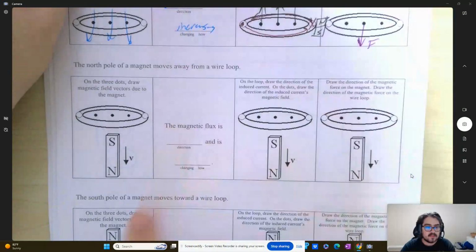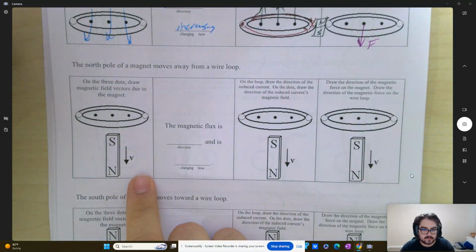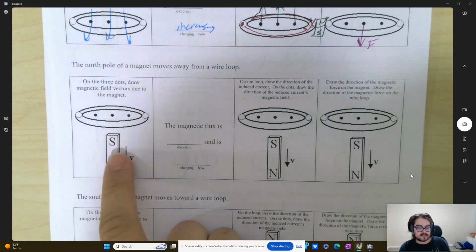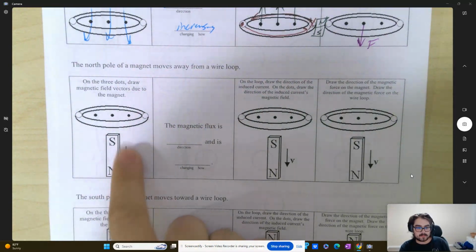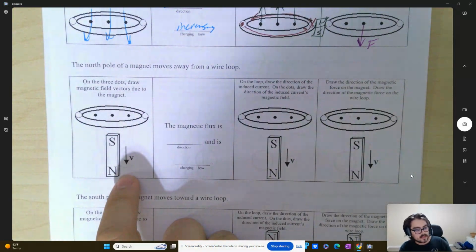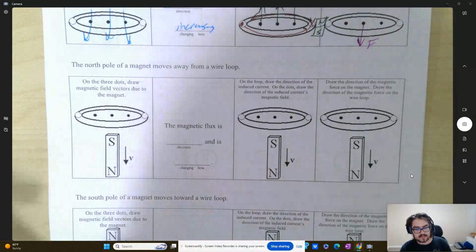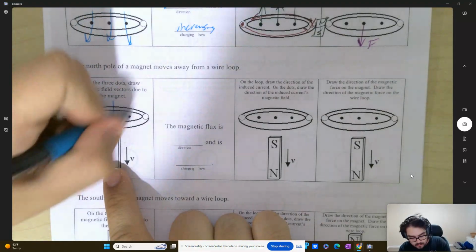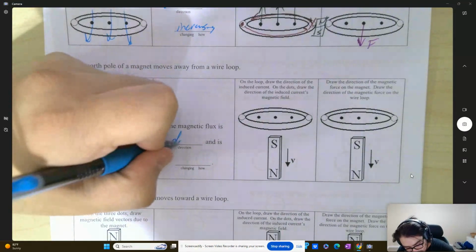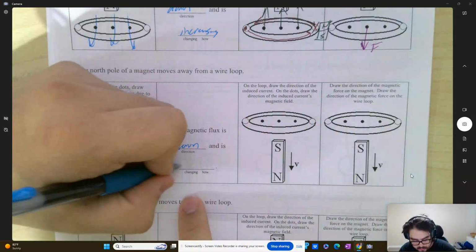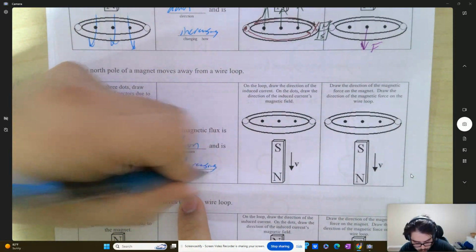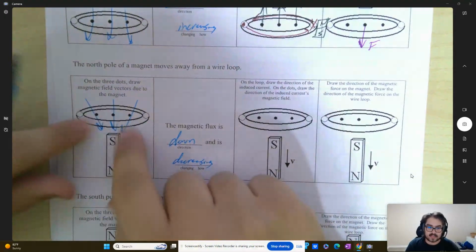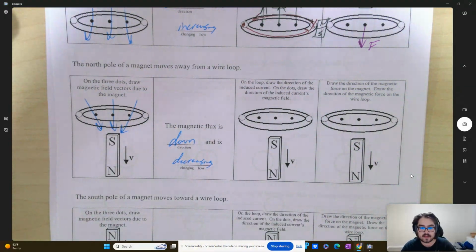Okay, the north pole of a magnet moves away from the wire loop. So now what's happening is the magnet is the same orientation, but it's moving downwards now. It's past the loop, moving away from it. So we would notice that this is the south pole, so the magnetic field lines are attracted to it. So magnetic flux is going down still, but it's now decreasing. Why? Because this is moving away, so it's not able to catch as many of the magnetic field lines.